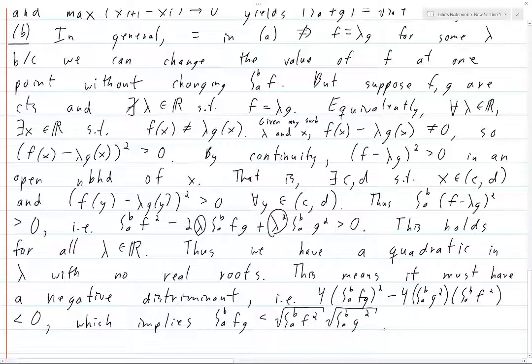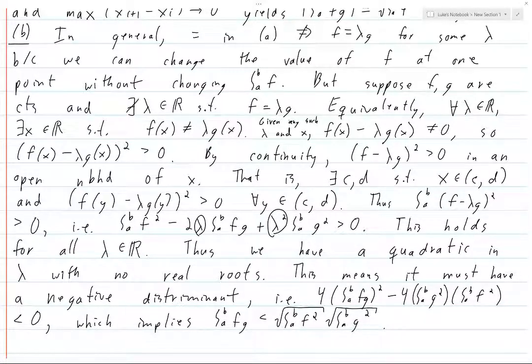So, if there is no lambda such that f equals lambda g, then the integral of fg is strictly less than this thing. So this is the inequality that we have in part A, but with strict inequality. So we've proven that if there is no lambda in R such that f equals lambda g, then we have strict inequality in A.